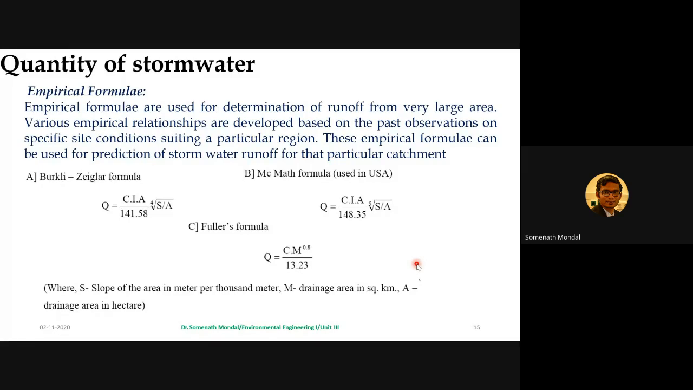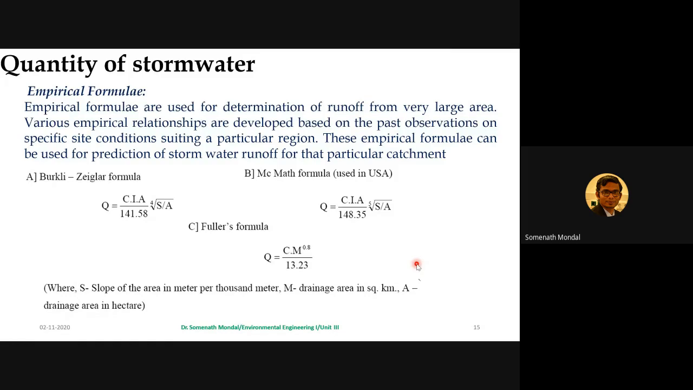So these empirical formulas can be used for prediction of the stormwater runoff for that particular catchment. The main limitation with empirical formulas is that sometimes they are valid for a particular area, sometimes for a particular time. So once you fix that particular area, or once you know that this formula can be utilized in that area, then there is no problem. It will give you very good results.